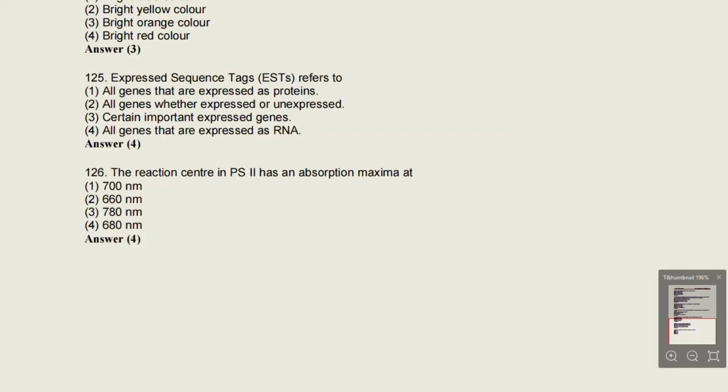So the next question is: the reaction center in PS2 has an absorption maximum at 680 nm. So the answer is option 4, 680 nm. And this question is taken from Unit 4, Chapter 11, Photosynthesis in Higher Plants.